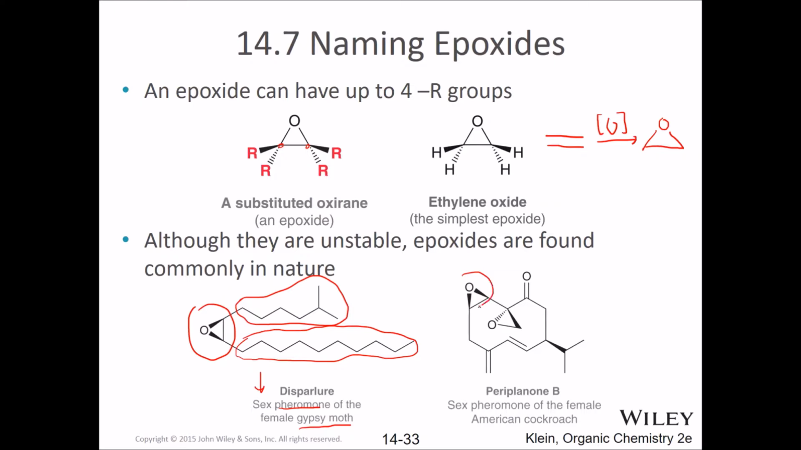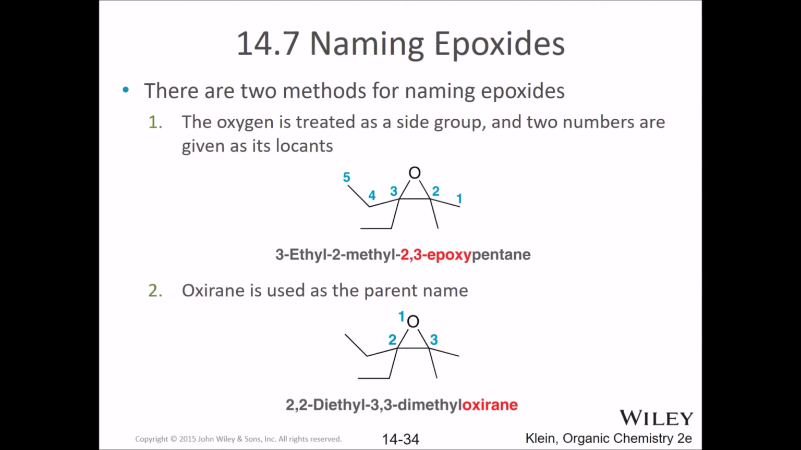So here's another epoxide. Look, there are 2 epoxides in this one structure, and this is a sex pheromone of the female American cockroach. So those are some examples of epoxides that are found in nature, and there's more. I don't have any more in this presentation, but the book's got a couple other examples that are pretty interesting. So there are 2 methods for naming epoxides.